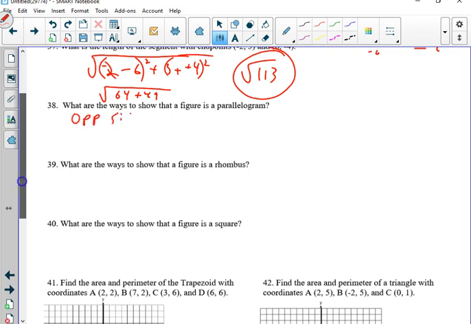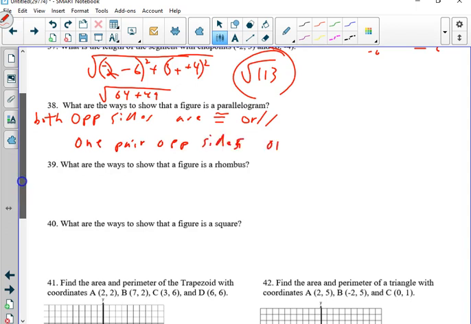Prove that opposite sides are congruent and parallel, or show that one pair of opposite sides are congruent and parallel. That's got to be from both. Either way is fine.